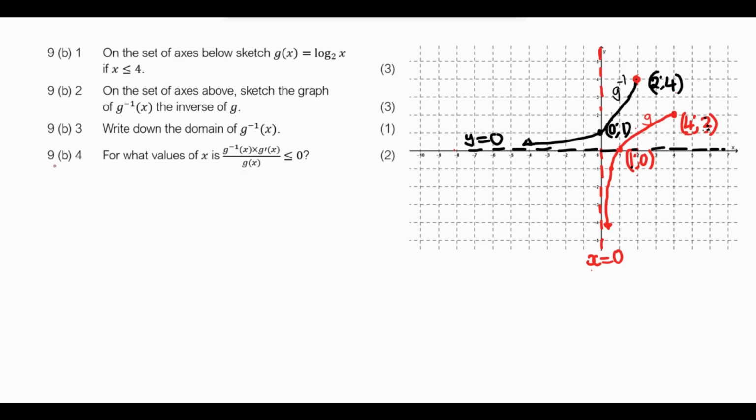Welcome back. Let's do 9b4. For what values of x is the inverse of g times the derivative of g, divided by g of x, less than or equal to 0? So we have to recognize a few things here.